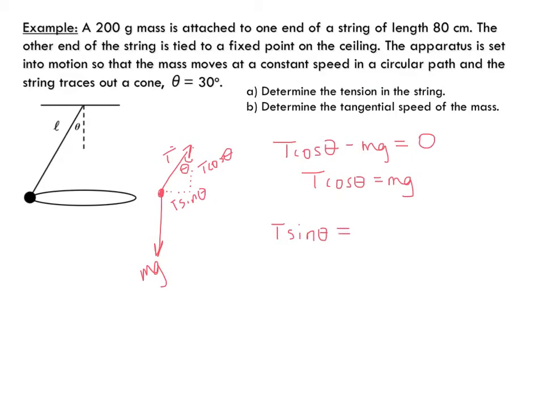So that would be true at any point in this path. Again, T sine theta is the sum of my forces in the centripetal direction. So it's equal to mv squared over r.